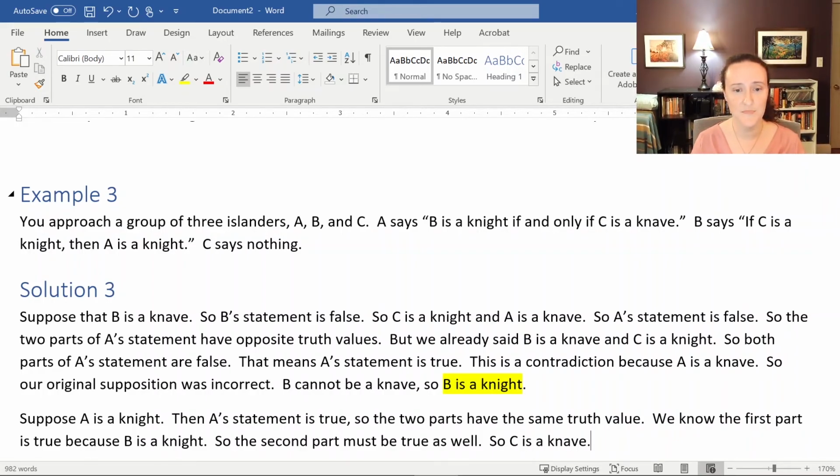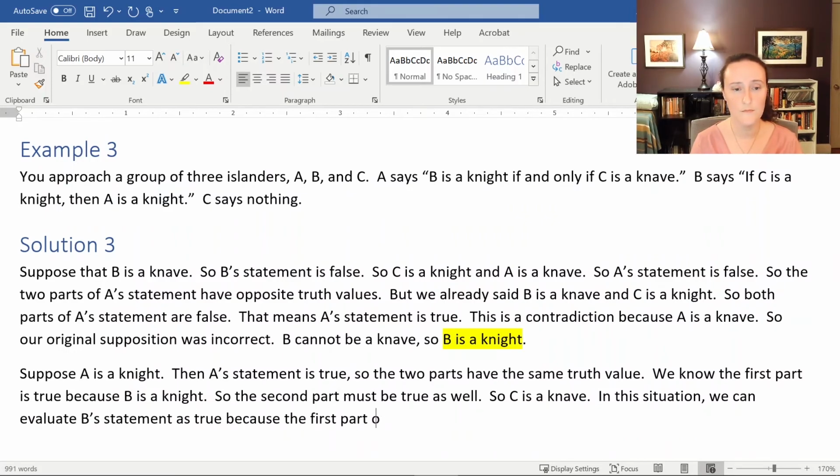All right, well, let's see. Maybe we can find a contradiction, because I didn't find one yet. Maybe we can find a contradiction with B's statement. B has to be telling the truth, right? Is B telling the truth in this situation? Can we evaluate B's statement as true or false? Let's see. B says, if C is a knight, then A is a knight. So when the hypothesis of an if-then statement is false, that means it's true overall. So actually B's statement is true.